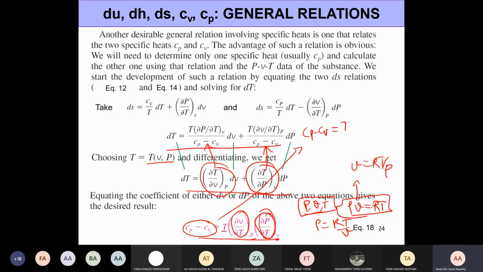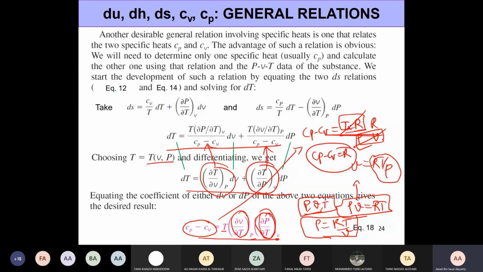Cp minus Cv is temperature times dou V by dou T, right? So this is V. If you differentiate this with respect to temperature, you're just going to get R by P, times dou P by dou T. So this is pressure from the ideal gas equation. If I differentiate this with respect to temperature again, I'm going to get R by V. Okay, so this is PV and this is RT, cancels out to get 1. You get Cp minus Cv is equal to R.